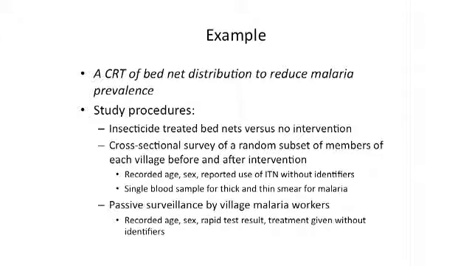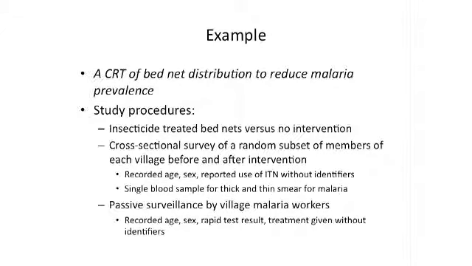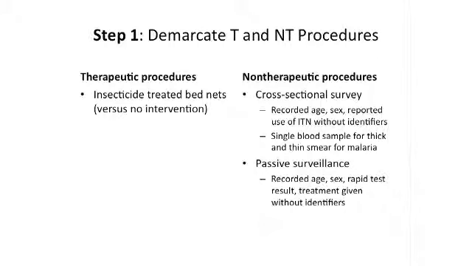And then they're also seeking a single blood sample for the usual blood smears to detect malaria. So those both give prevalence estimates for malaria in all of the communities. They also invoked a mechanism for passive surveillance of incident cases of malaria, people who had symptoms of malaria. And these village malaria workers would record the age, sex, rapid malaria test result, and the treatment given, again without identifiers. So the first step is to classify these procedures. I think the insecticide-treated bed nets are clearly therapeutic procedures. They're administered on the basis of therapeutic warrant, and the benefit here to individuals is the prevention of malaria. And there are non-therapeutic procedures, namely the interventions in the cross-sectional survey and the passive surveillance, that are really about addressing the scientific question at hand, and none of those procedures hold out the reasonable prospect of direct benefit.